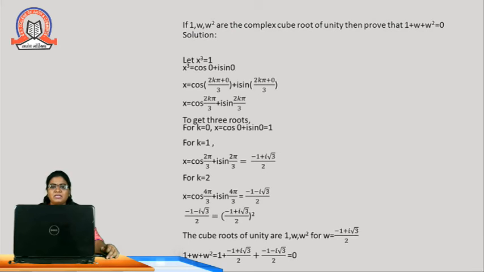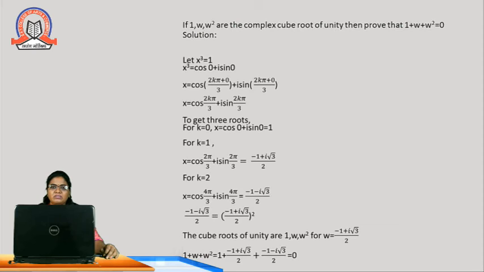Next problem, if 1, omega, omega square are the complex cube roots of unity, then prove that 1 plus omega plus omega square equal to 0. This is the cube root they are given, so we are starting with x cube equal to 1. x cube equal to cos 0 plus i sin 0. So x equal to cos (2k pi plus 0) by 3 plus i sin (2k pi plus 0) by 3. So the answer of x is cos 2k pi by 3 plus i sin 2k pi by 3.